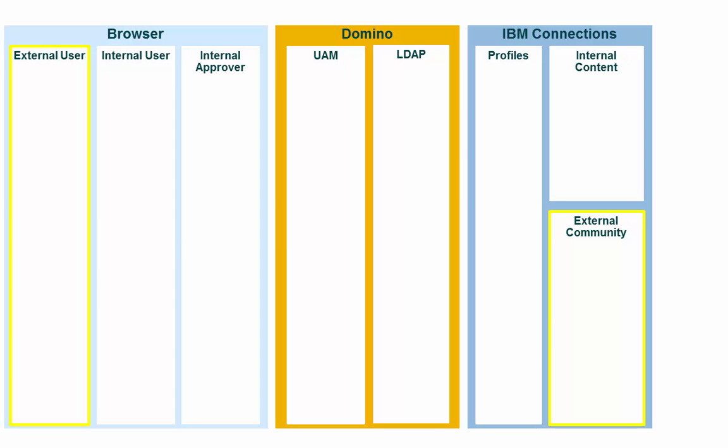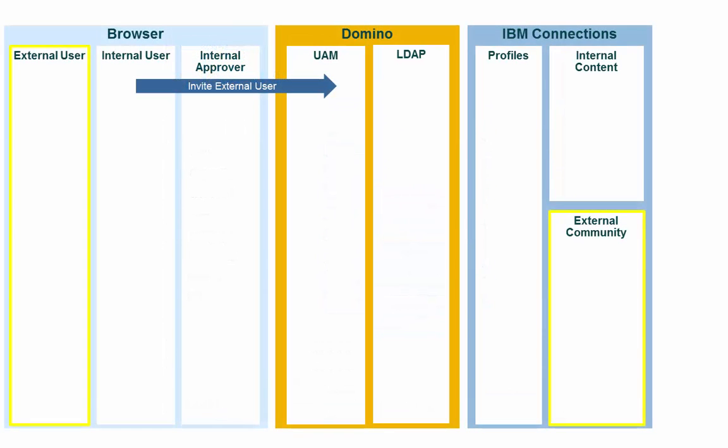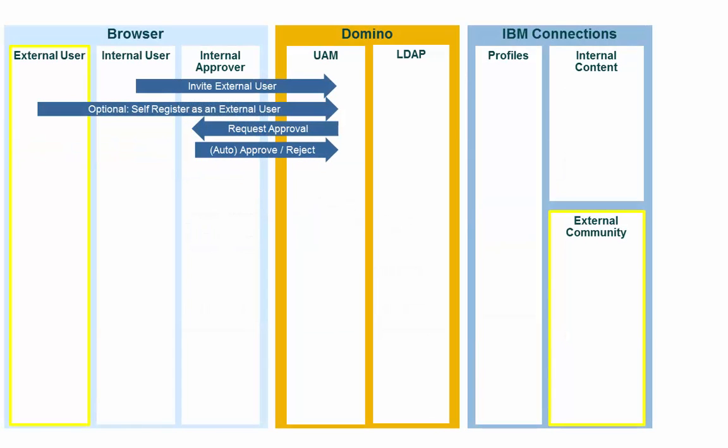Often, the workflow for an external user is initiated by an internal user. The UAM provides an easy-to-use, intuitive user interface to register external users. Of course, the external user might register himself if you made that function available externally. Most likely, you require an approval for external users, so an approval request is being sent to an internal approver. The internal approver can approve or reject that request. The external user will then receive an invitation for the IBM Connections platform.